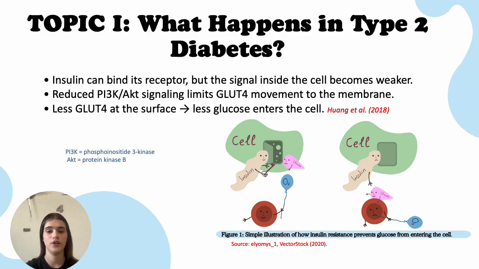If you look at the figure on the right, it shows the difference between normal cells and insulin resistant cells. On the left, insulin helps glucose enter the cell, and on the right, even though insulin is still there, the inside signaling is too weak, so glucose can't get in. Quant et al. 2018 showed this drop in pathway activation.